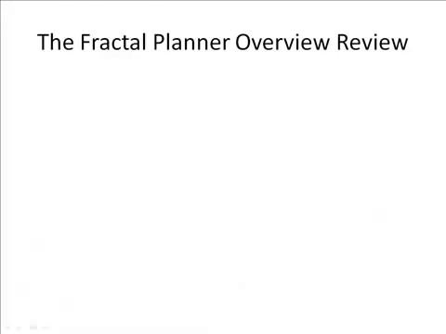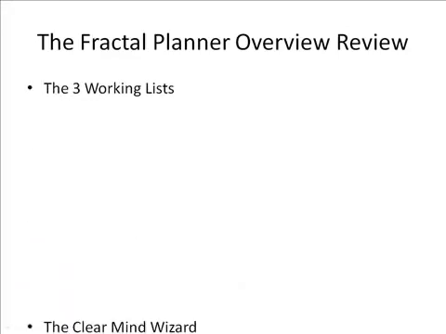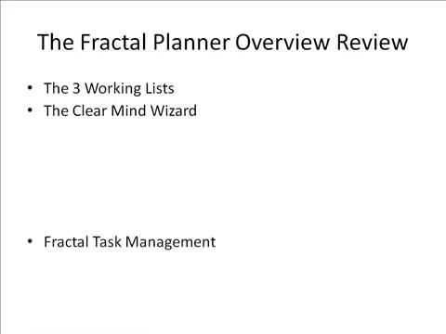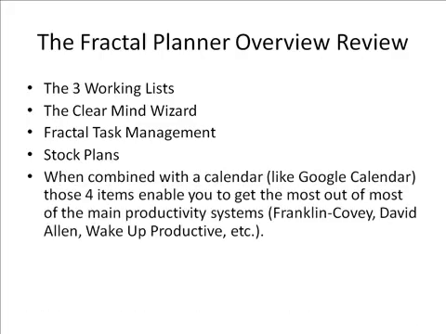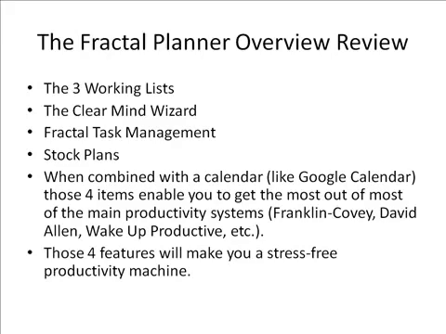So, this has been an overview of the Fractal Planner. I've showed you the 3 working lists that you'll use. I've shown you the Clear Mind Wizard. I've shown you how Fractal Task Management works. And I've shown you how stock plans work. When combined with a calendar, like Google Calendar, which is one I recommend and use, those 4 items will enable you to get the most out of most of the main productivity systems like Franklin Covey or David Allen or Wake Up Productive and things like that. And those 4 features will make you a stress-free productivity machine.